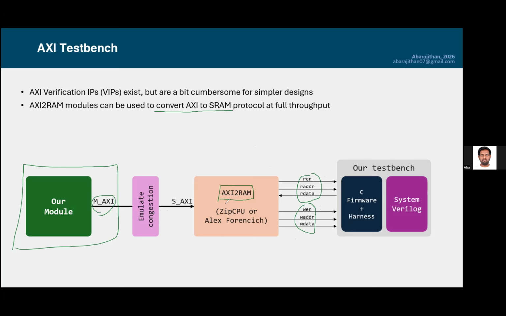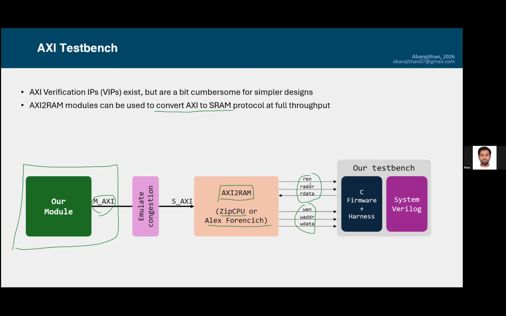This is something you can get from ZipCPU or from LX4K. These are the IPs that I showed you, and I'll show you ZipCPU as well. So these are the three repos: ZipCPU, LX4K, and the other one is Pulp. These three have open source AXI modules, and they're pretty good. You can take and use them. They're available in all of these, and then you convert this to the AXI to RAM protocol.